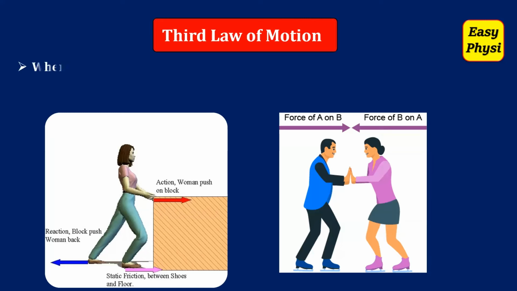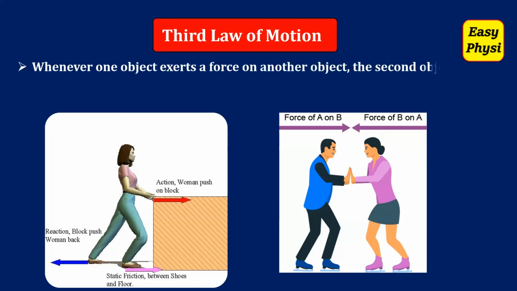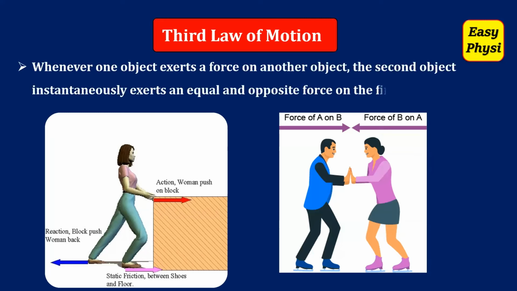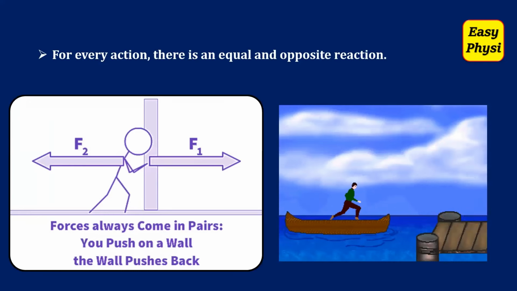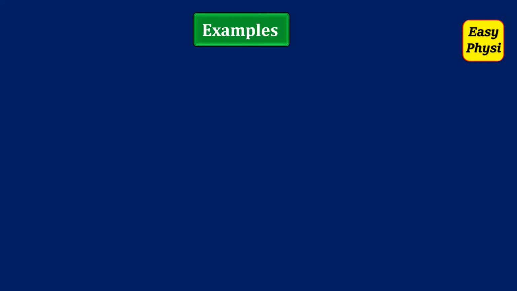Third law of motion. Whenever one object exerts a force on another object, the second object instantaneously exerts an equal and opposite force on the first. For every action, there is an equal and opposite reaction.